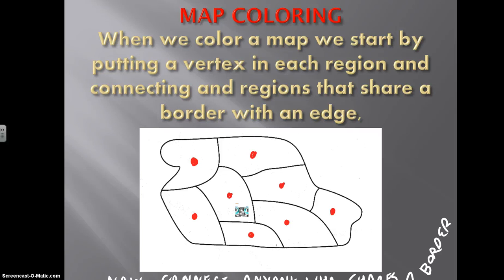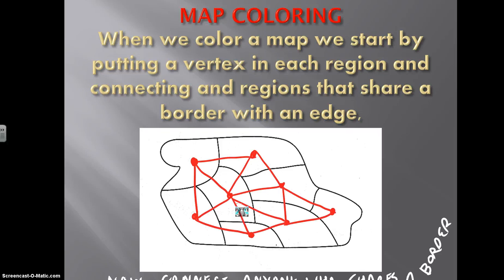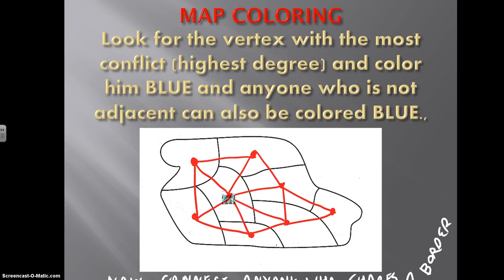All right, put the machine on pause and restart. Did you get this? Very good. Now we are ready to color this map. So you're going to look for the region that has the most amount of edges in it, which is this guy right here in the middle. So we're going to start by making him one color, and if anybody else is not adjacent to him, he can also be colored the same color. So here we go, and these 2 can be the same color.